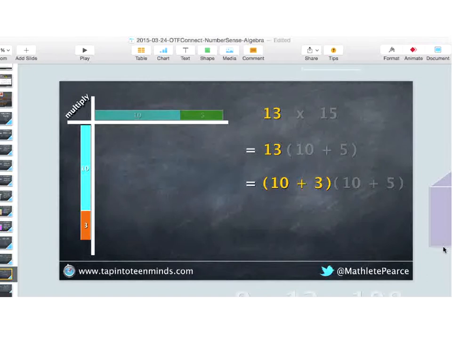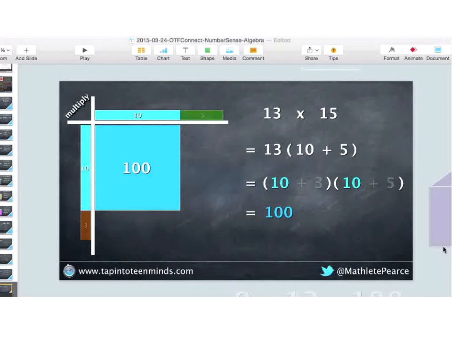So as we break this thing down, and I see folks talking about the visualization, I'm glad that you see that, because it can be really, really tough for students to even understand why this whole distribution thing works. So in this case, if we look at the first terms in the brackets, and we multiply those out, that 10 times 10 gives us 100.